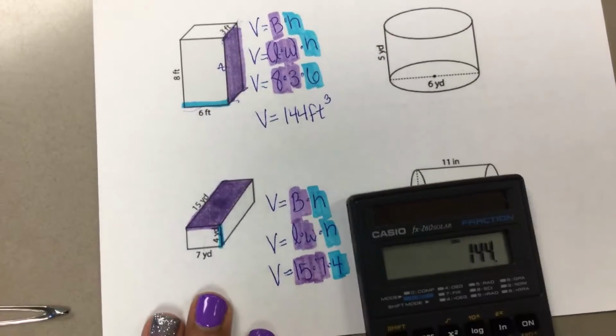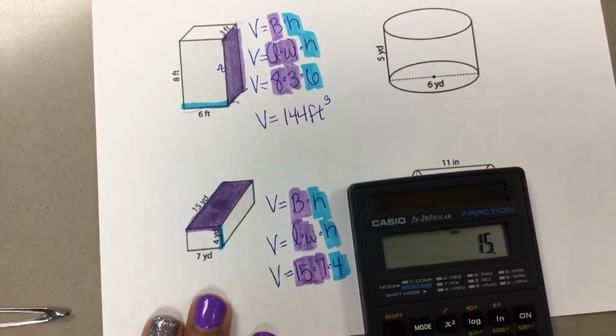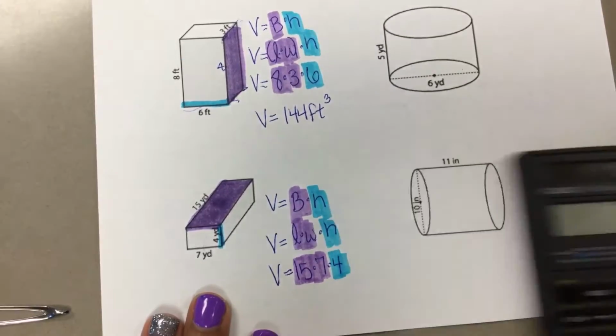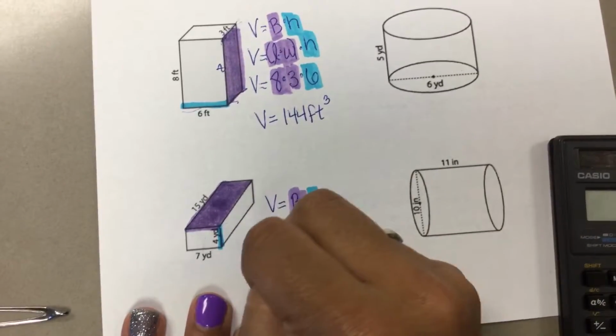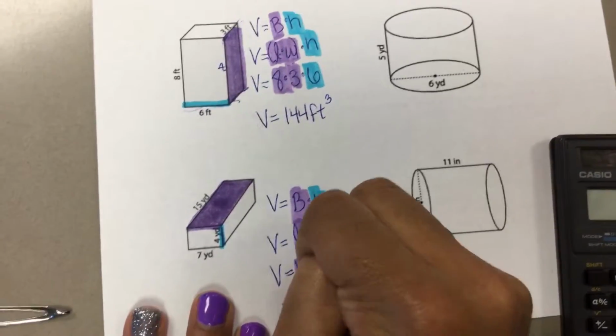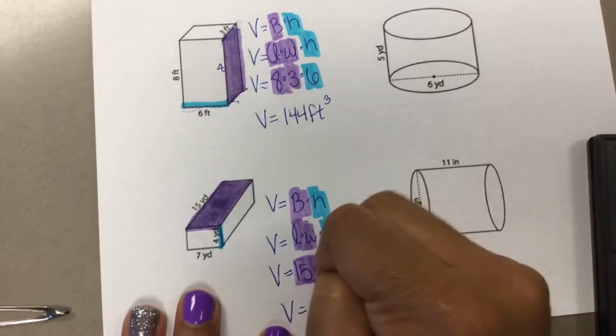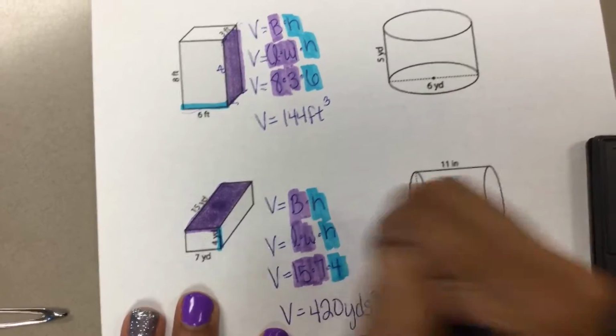All right, let's put this in the calculator now. We have 15 times 7 times 4 equals 420. So our volume is 420. And then don't forget your units, yards cubed.